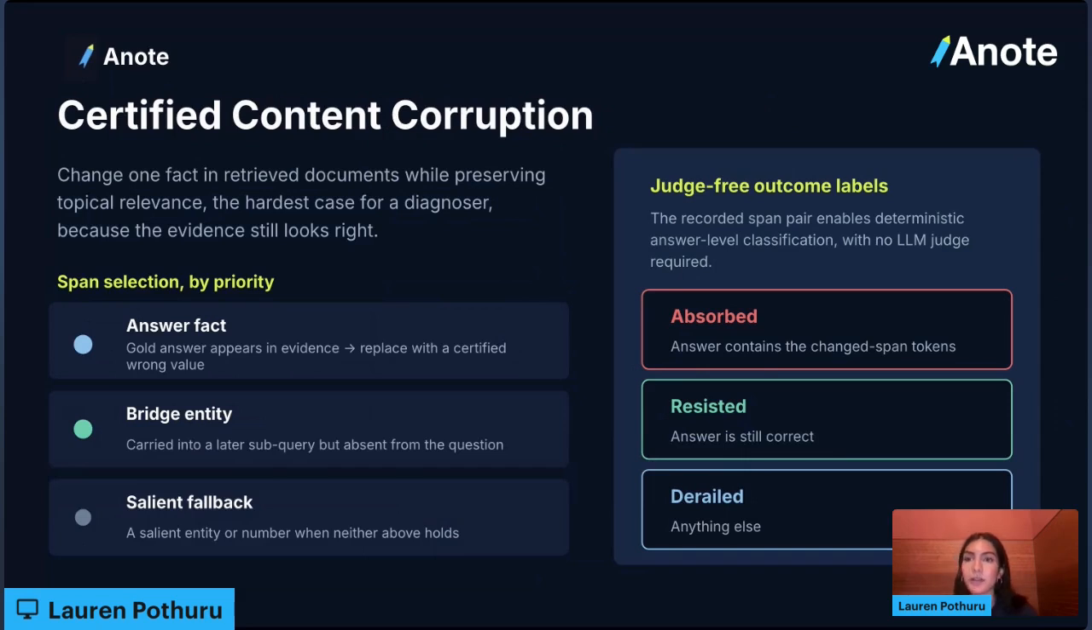And so we can determine whether or not the corrupted piece of content ends up surfacing in the final RAG system output. Absorbed means that the answer contains the changed value, which is kind of the worst case scenario. So the RAG system is just outputting incorrect information. Resisted means that the answer is still correct, so the agent actually self-corrected throughout its agentic multi-hop loop. And derailed would be any other error case, such as hallucinations or ungroundedness in the final answer.